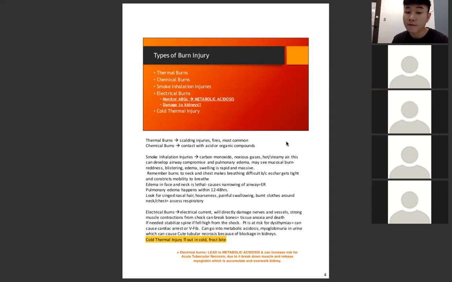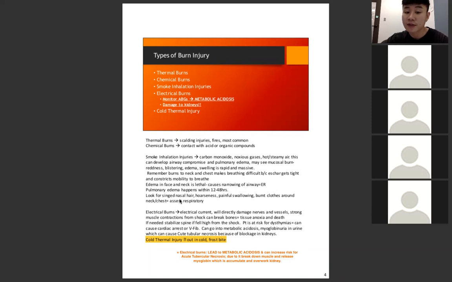Next, edema in the face and neck is lethal. Like I said, whenever we have a burn area, even if it does not lead to necrosis and eschar, like tissue death, it can also cause edema, as an inflammatory process of the body. There will be swelling, which is the edema. And if it's at the face or neck area, it can obstruct the airway, and that's why it is lethal. Pulmonary edema can happen within 12 to 48 hours after the burns.